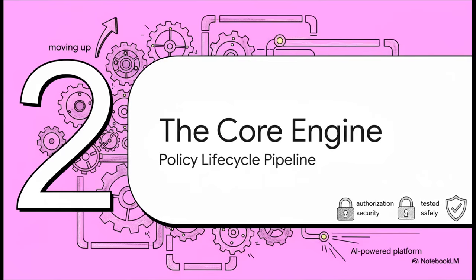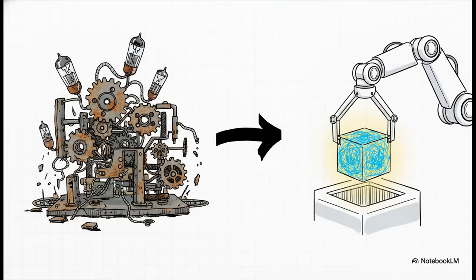Okay, moving up a level, we get to the absolute heart of the operation, the policy lifecycle pipeline. This is the engine room. This is where all your security rules, your authorization policies, get created, tested like crazy, and then deployed safely out into the world. And let's be super clear here. This is not just some little add-on. It's designed to be a complete drop-in replacement for those clunky, outdated, impossible to manage authentication systems that, let's be honest, so many companies are still stuck with. This is all about ripping out the old and bringing in the new.